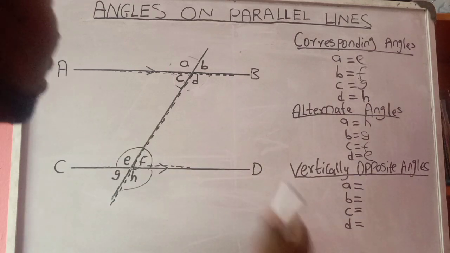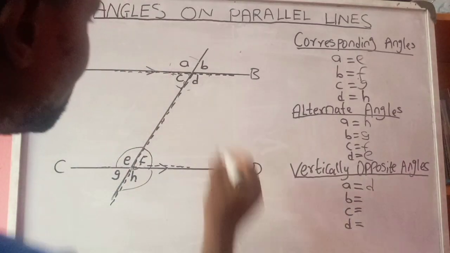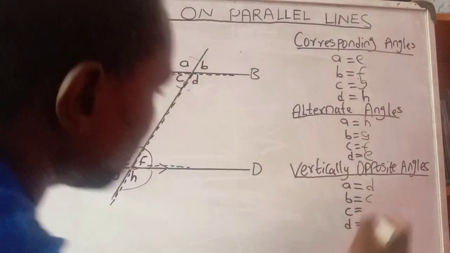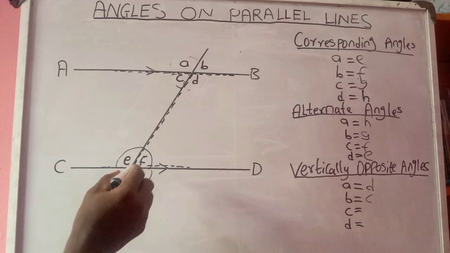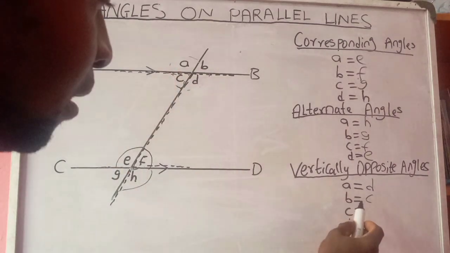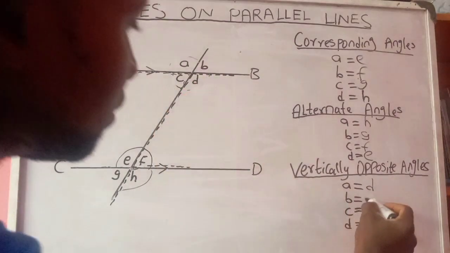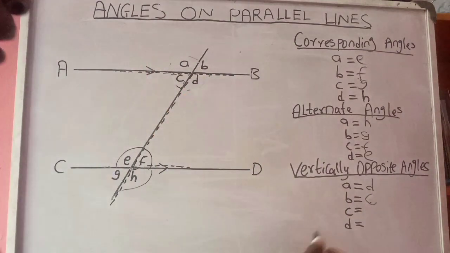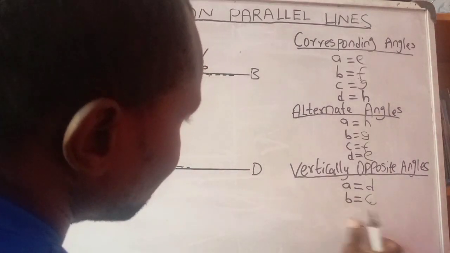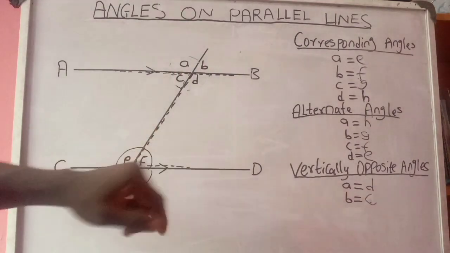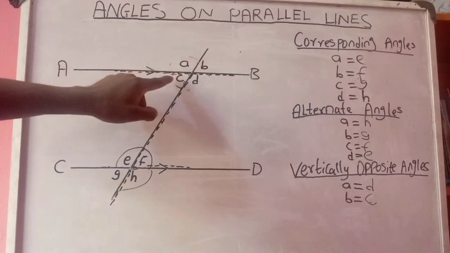You can see this one is quite easy. A is equal to D. Then B is equal to C. We can go to the other one. Sorry, B, as we have here, is equal to C. C is the same as B. So we've gotten this: A equal to D, B equal to C. They are vertically opposite.